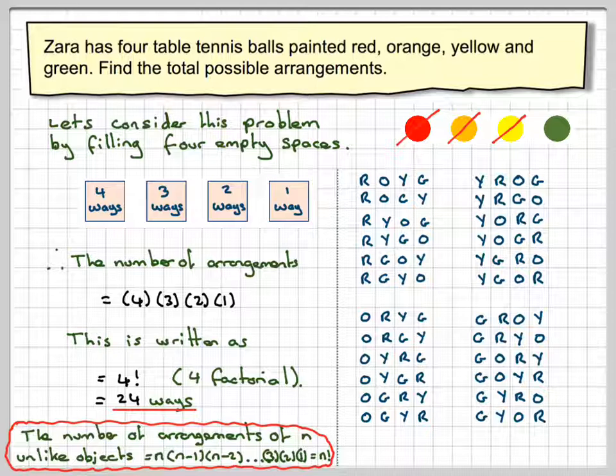Okay, so this has been a video to introduce you to the idea of arranging n unlike objects.